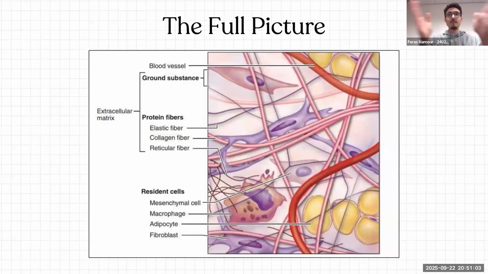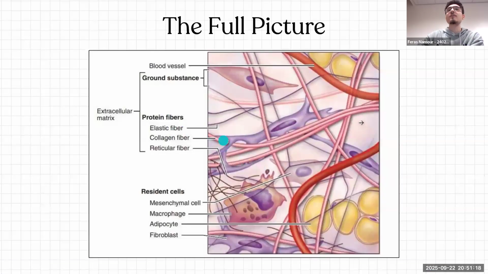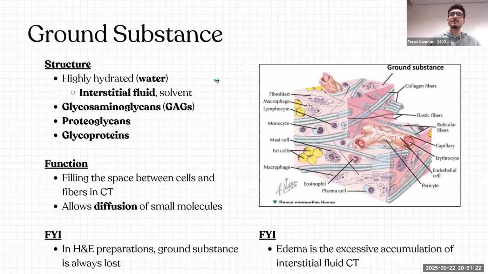Now, this is my extracellular matrix. This is my connective tissue. My resident cells, you can see a macrophage, adipocytes, fibroblast. You can see my extracellular matrix: my elastic fiber, collagen fiber, reticular fiber, everything. Okay. Now let's briefly talk about ground substance, and then we're going to move to connective tissue.